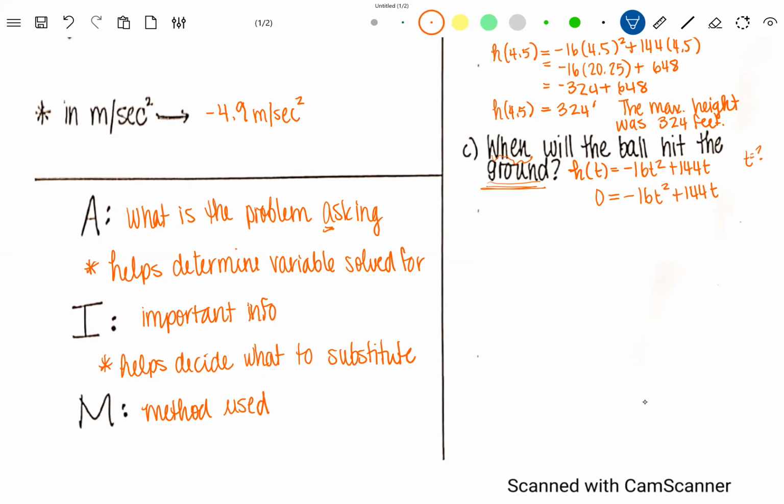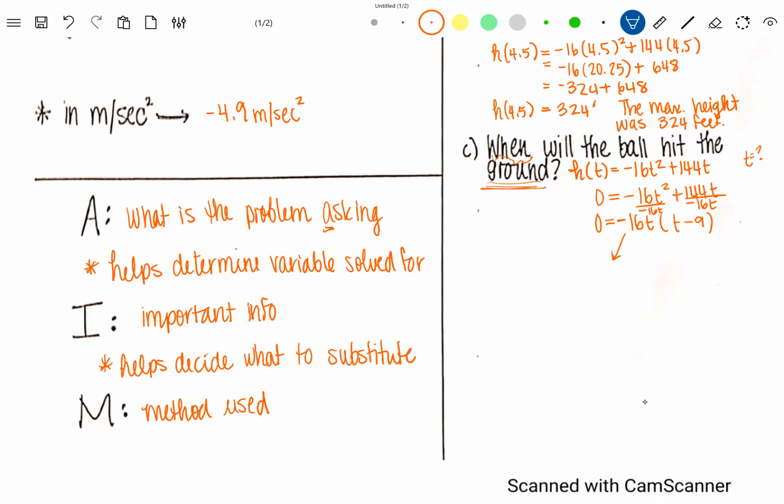So I know that 144 can be divided by 16. Okay, so I'm going to take out the greatest common factor, negative 16t, because I can divide both of these terms by negative 16t. And that leaves me these two. 0 equals negative 16t times t minus 9. That's how we solve by factoring. We did that last week sometime.